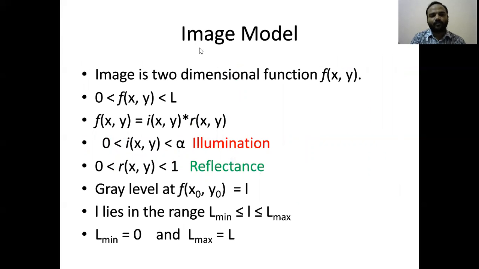Now comes the image model. An image is a two-dimensional function f of x comma y. The limits are from 0 to capital L, and f of x y is the product of illumination and reflectance. The illumination range is 0 to infinity, that is, a light source may vary from 0 to infinity. Reflectance will vary from 0 to 1. And the gray level at a particular location is L. This L is also discrete and lies between a minimum and a maximum. We will take the minimum as 0 and the maximum as capital L.